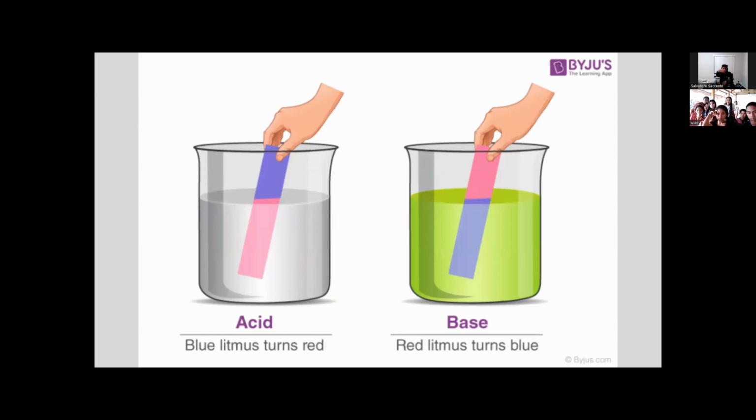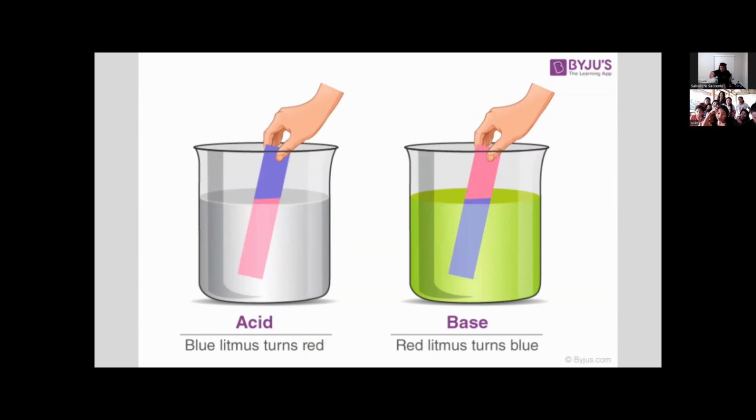Just like how I was talking about before, the little paper that they're putting into the solution is called litmus paper. And litmus paper is what determines whether or not the solution is acidic or basic, whether it's an acid or base. So when the paper turns red, that means it's an acid. And when the paper turns blue, that means it's a base.